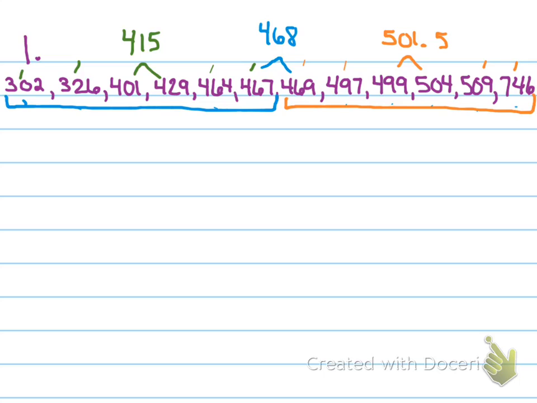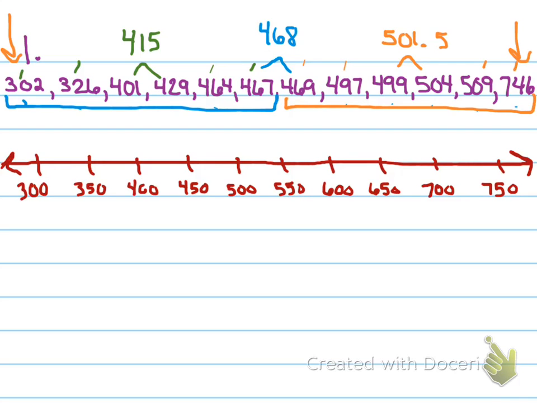Now we identify our extremes. What's our lower extreme? 302. And what's our upper extreme? 746. You don't necessarily have to draw the arrows on your homework tonight, but it might help you. All right, now what do you do? Number line. Okay, so I'm going to pause the recording and give you a chance to try to figure out what your number line is going to look like.